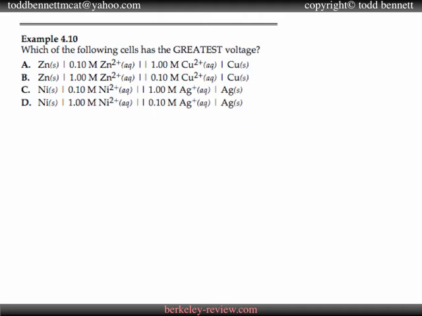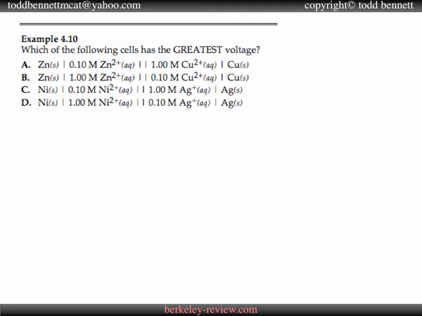And then on the opposite side, the cathode side, you have copper 2+ being reduced into copper solid, and the copper 2+ concentration starts at 1 molar. So the greatest cell voltage, if we think about the Nernst equation, is a combination of E naught and the relative values of product over reactant. So I want to keep this as simple as possible.